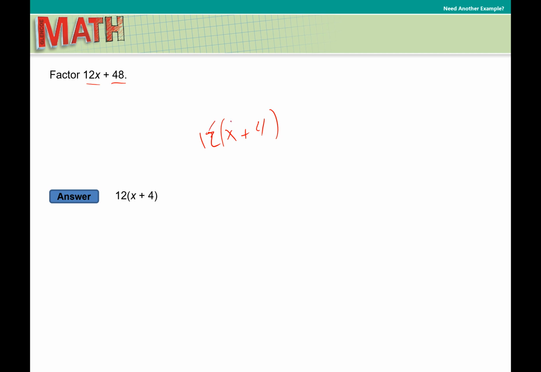So this is what I can do here. I can solve that and get my original term, or I'm sorry, my original expression. So then I know that this is the factored form, the simpler form of that expression there.